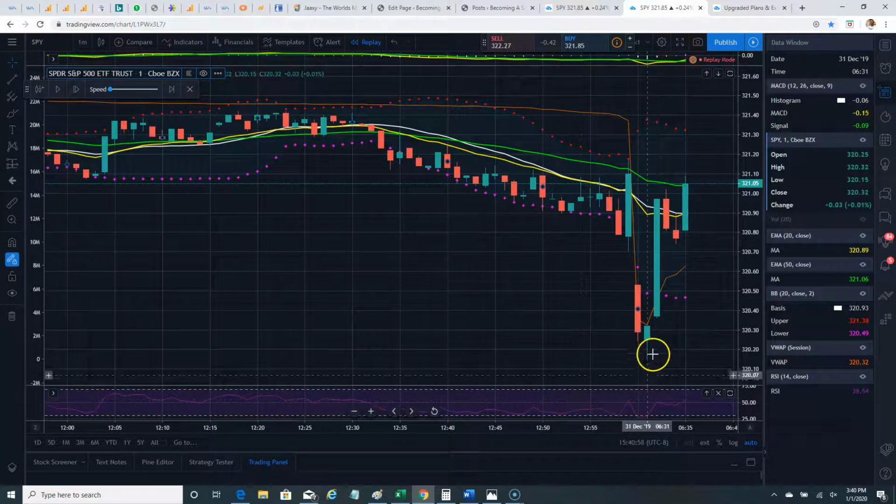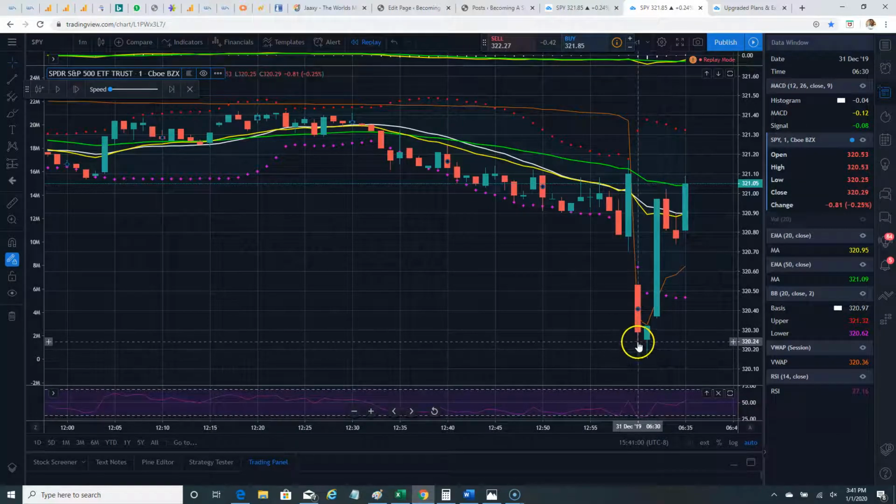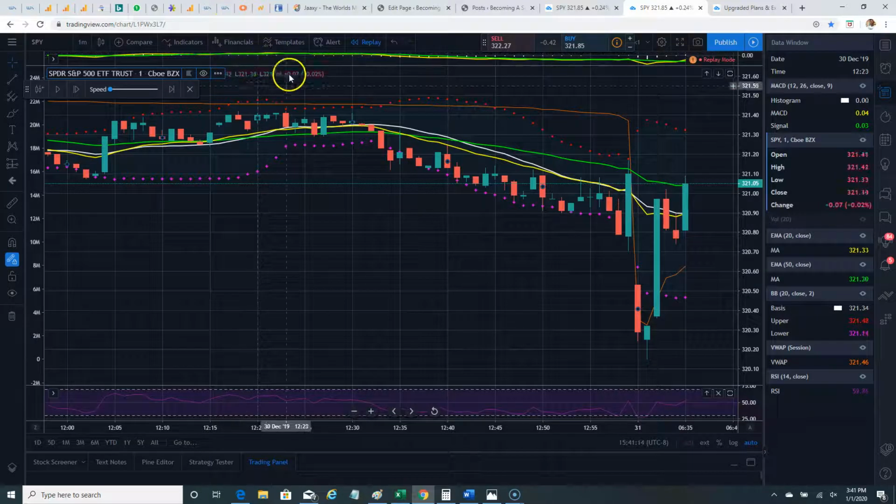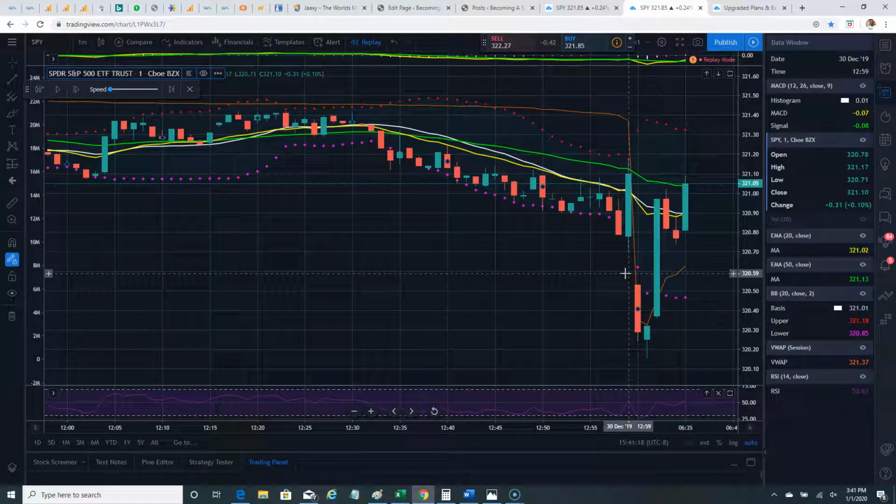I'm even going to replay it for you. So here we were. This is SPY. It closed at 321.10. How am I able to see that? I'm reading those close values here, or here to the right as well. I believe yes, that's correct. So you can actually follow this data window here. It's very nice. I like it a great deal.